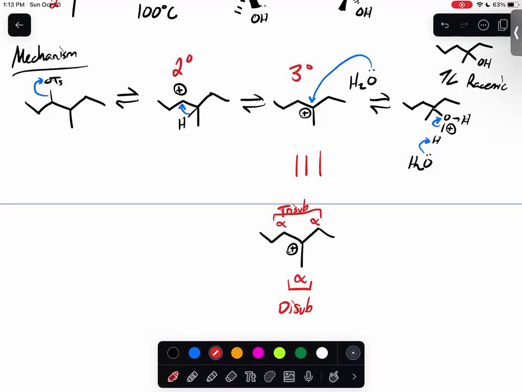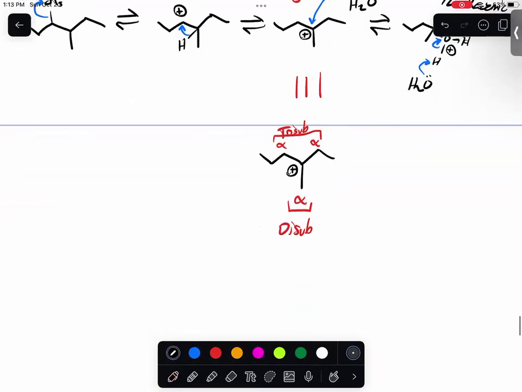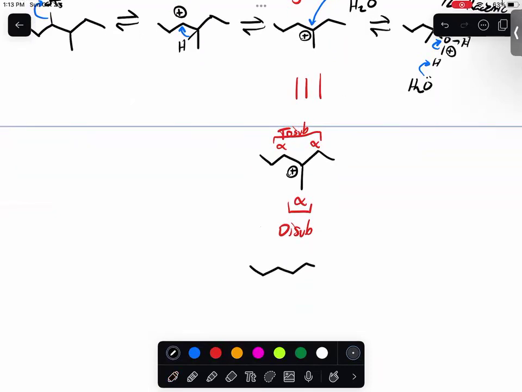All right, so what this would look like is essentially, in one case, we would have our proton on the right-hand side. Some water would come in, it would do the deprotonation, you'd form the alkene, and we would end up with this alkene here.